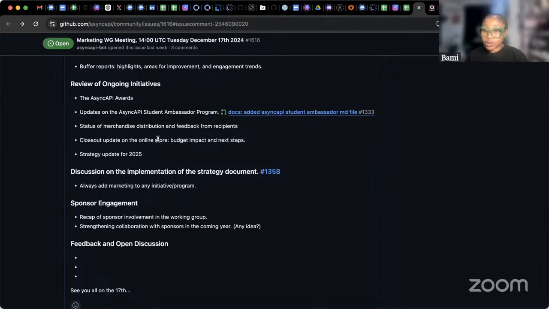In 2025, the major focus of the marketing working group is the student ambassador program. I think I in particular am going to be heading that. We are still proposing it. It has not been fully fleshed out, so we are still going to see how it can benefit both the AsyncAPI initiative and also the community.